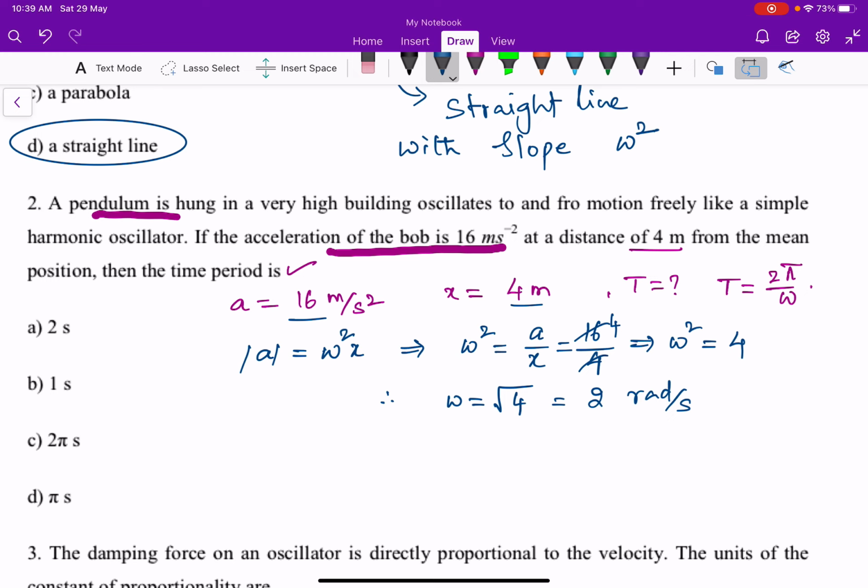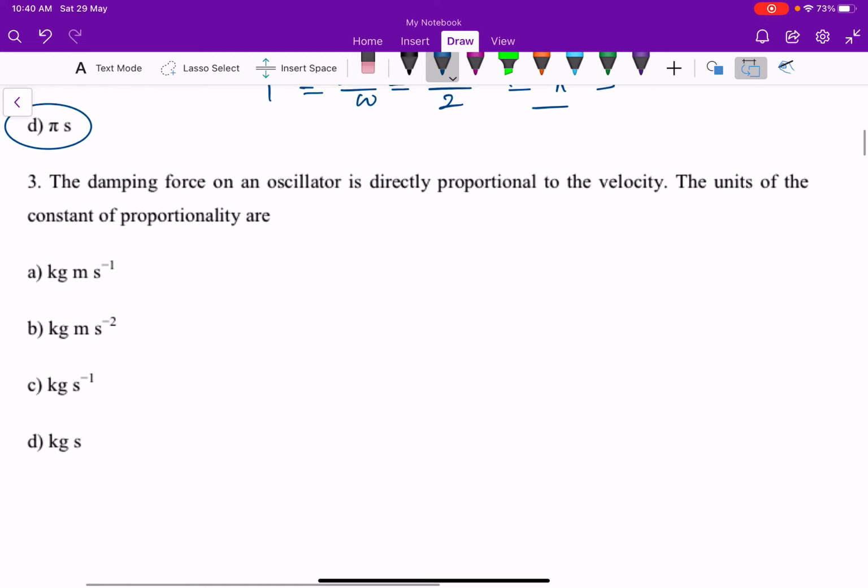Now we are asked to find the time period. Time period T is equal to 2 pi by omega. Here the omega value is 2, so T is 2 pi by 2, that is pi seconds. Pi seconds is the final answer.